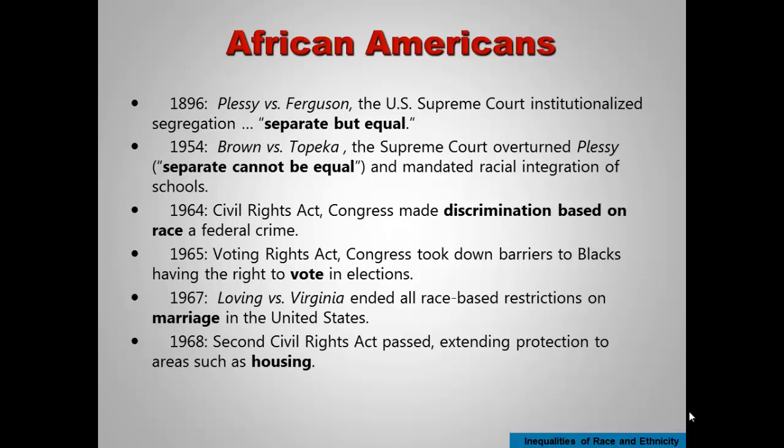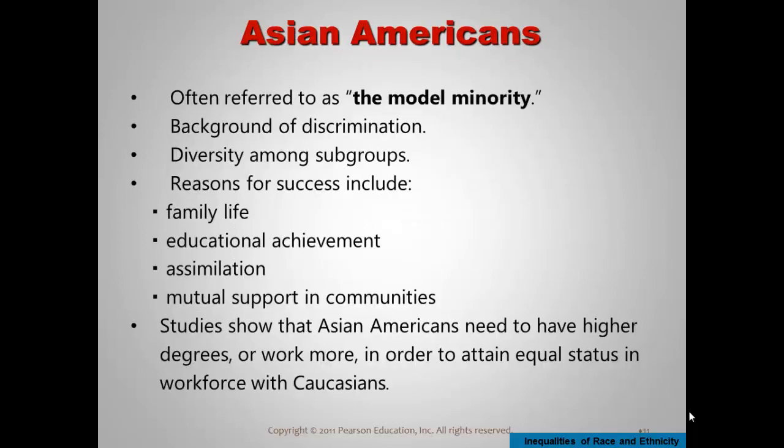Asian Americans are referred to oftentimes as a model minority, and there's a lot of controversy around that because Asian Americans are kind of held up by the majority population in the United States to the other minority groups, who say, if the Asians can do this, so can you too.